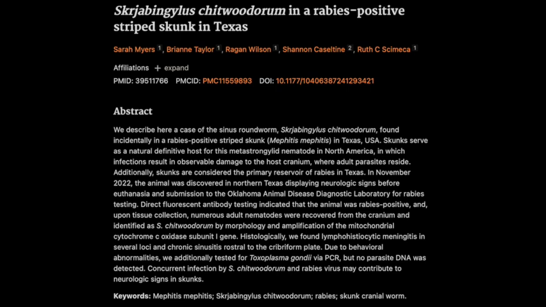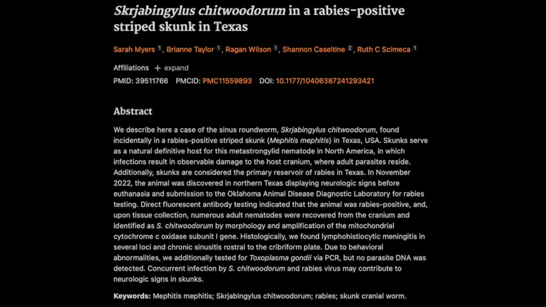Exactly. If a skunk's disoriented, it's more likely to get picked off by a predator, more likely to have accidents. It can even mess with their ability to reproduce successfully. Wow, so this parasite could have a real ripple effect on the whole skunk population. That's what researchers are trying to figure out now.